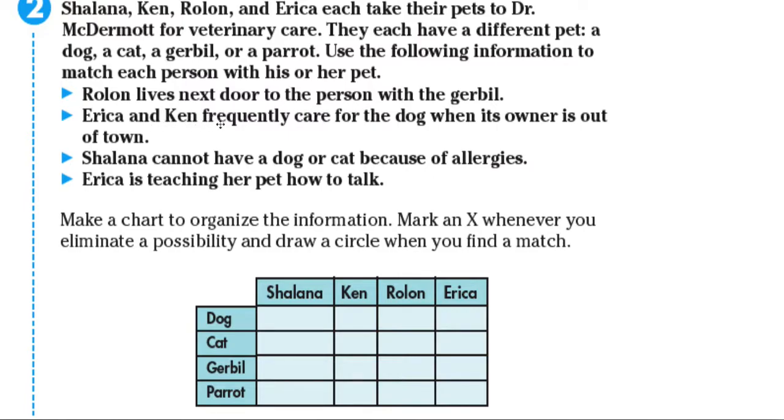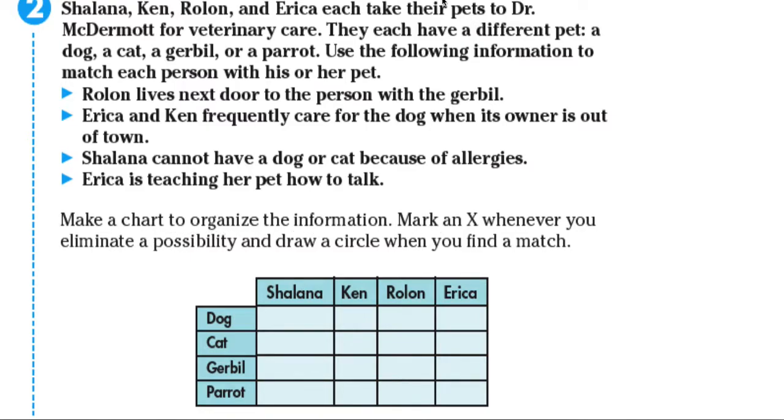Erica and Ken frequently care for the dog when its owner is out of town. Next clue, Shalana cannot have a dog or a cat because of allergies. And lastly, Erica is teaching her pet how to talk. So those are the four clues given, and with those four clues, we should be able to find out who owns what pet. First, make a chart to organize the information.